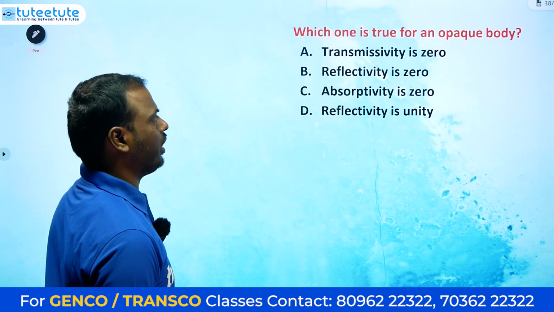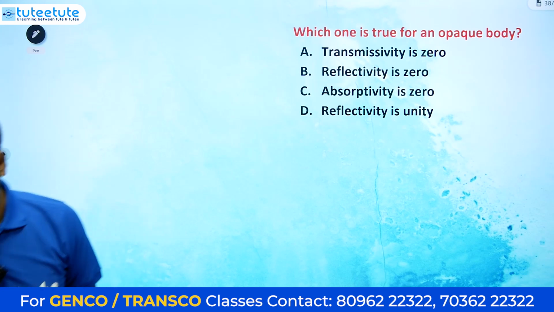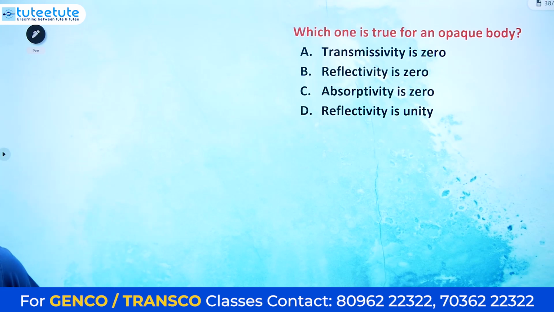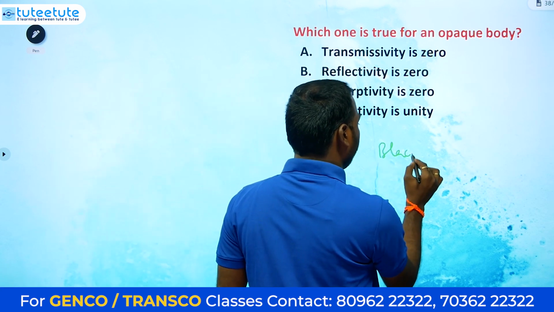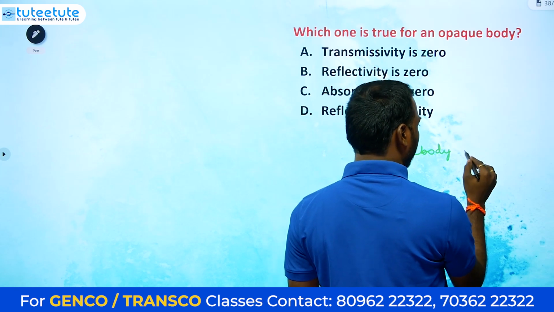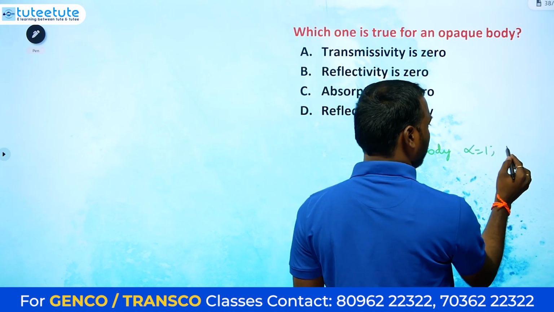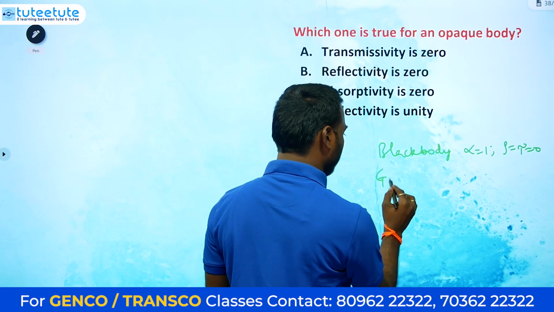Which one is true for the opaque body? In radiation we get opaque bodies. We have seen the black body, the grey body and the opaque body. For the black body, alpha is equal to 1, rho is equal to tau is equal to 0.